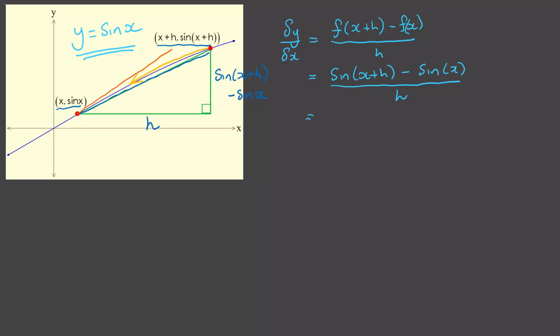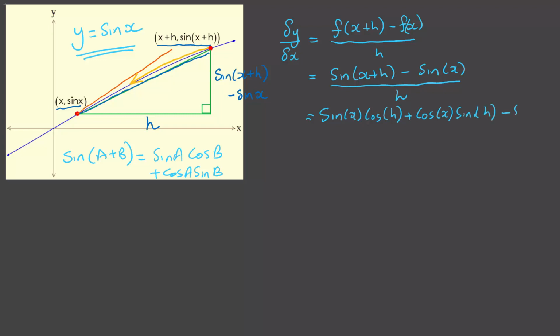Now we have some expansions which we looked at in year 11 for the sine of a plus b. So sine a plus b is sine a cos b plus cos a sine b. And so this becomes sine x cos h plus cos x sine h minus sine x, all divided by h.